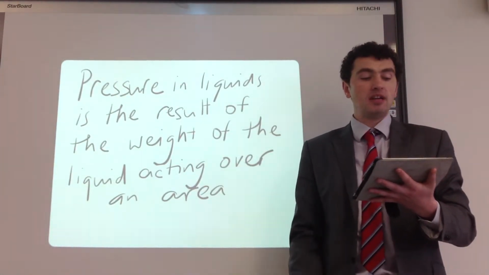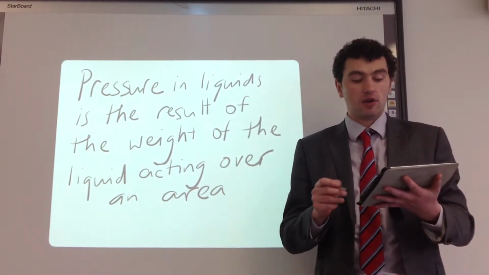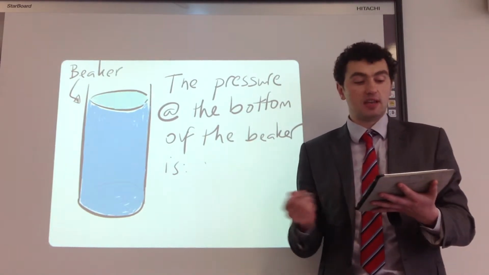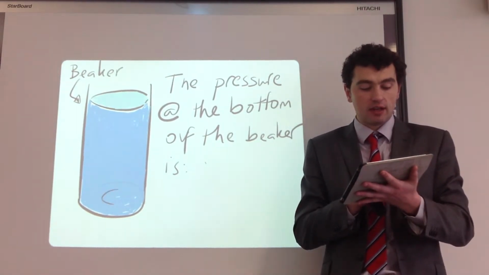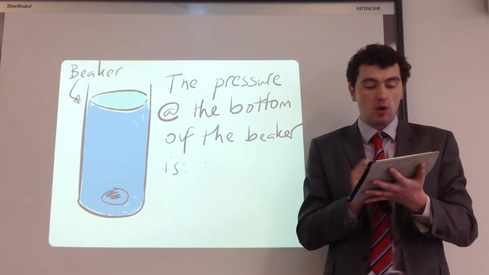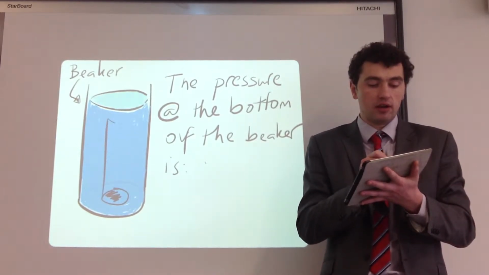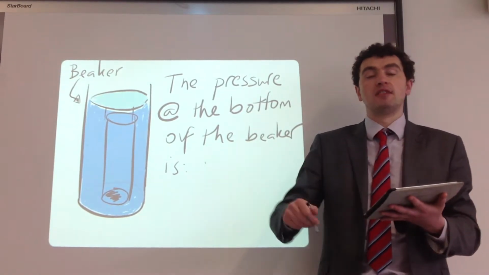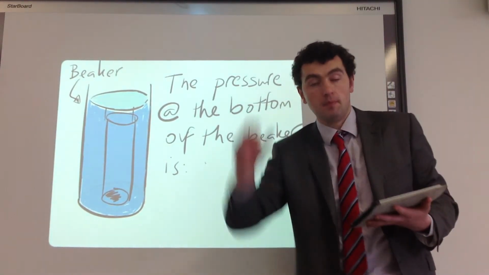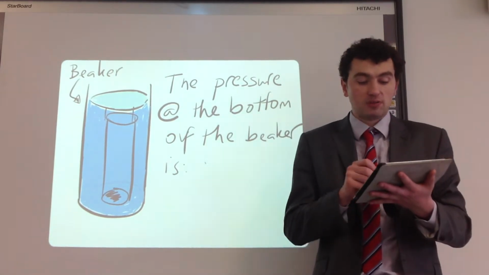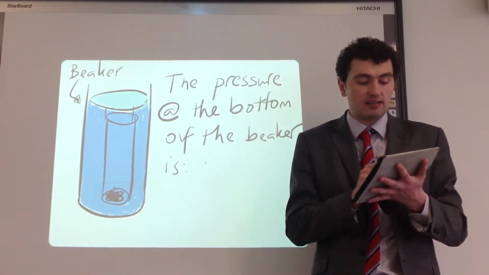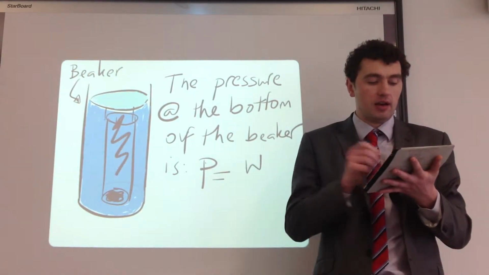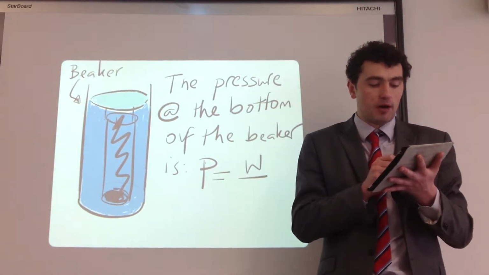The pressure in a liquid is the result of the weight of a liquid over an area. So if I look at this example whereby I've got water in a container, say a beaker, and I consider the area at the bottom, well, all of this water above it, right the way up to the top, is going to have a weight, and that weight is going to push down over that area. So I can say the pressure underneath this area here is P equals the weight of all that water that I've highlighted here, divided by the area at the bottom.